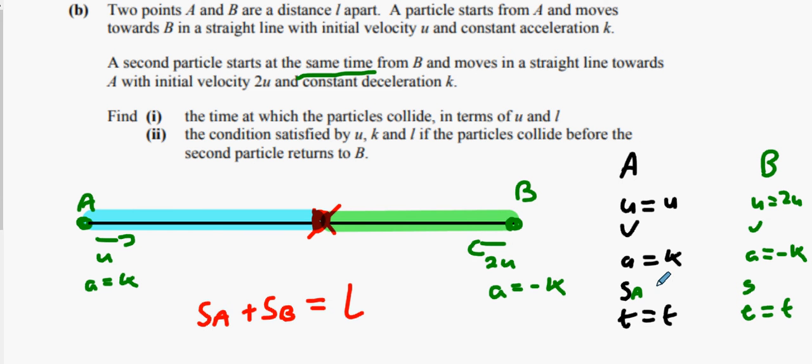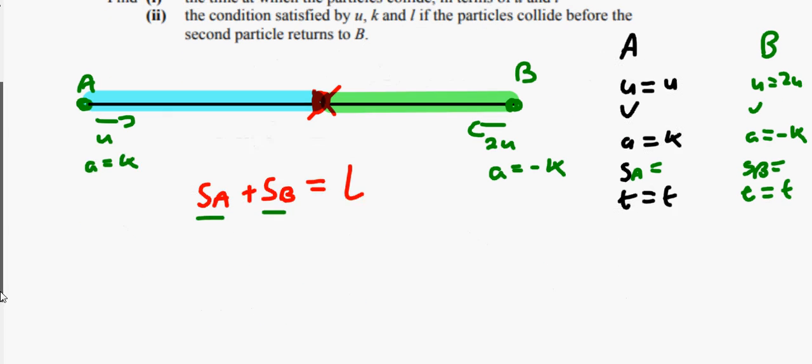SA and SB. So, do we use V equals U plus AT? I think we should use S equals UT plus half AT squared, and then substitute in for both S's and see what happens. Let's find out.